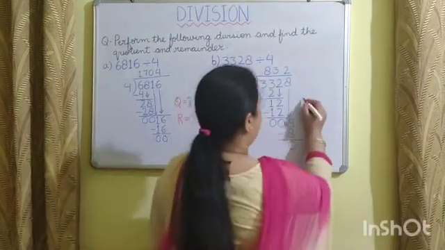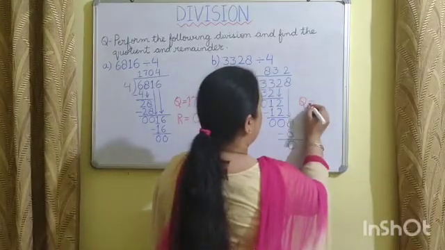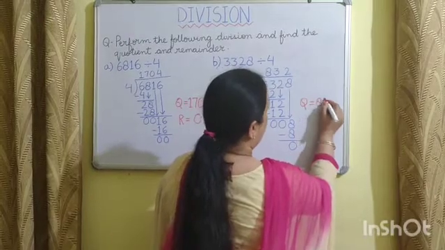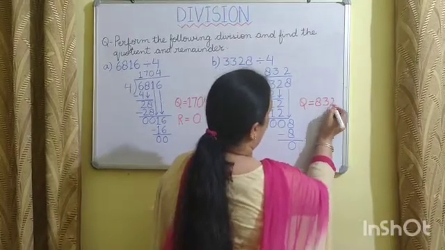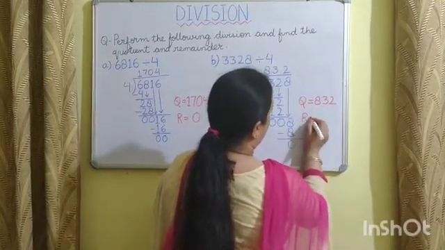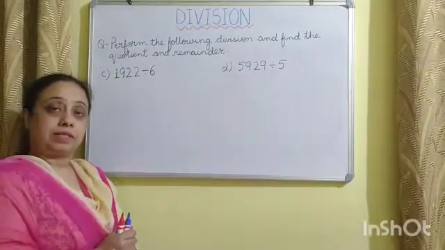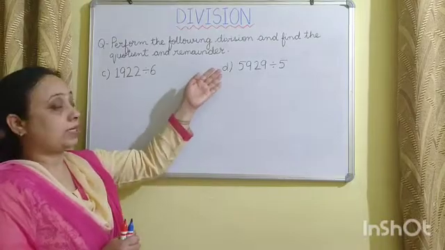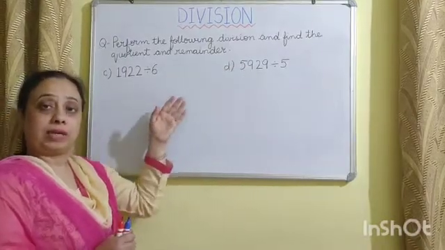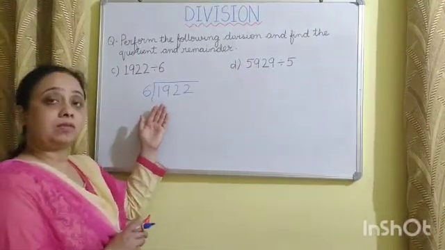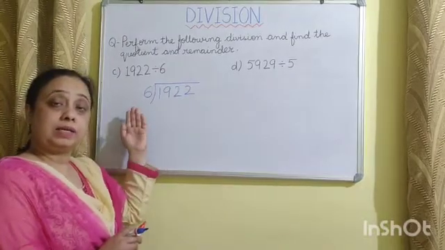So we'll write, quotient is 832 and the remainder is 0 here. We have the same question. Perform the following division and find the quotient and remainder. Now we have to divide 1922 by 6.